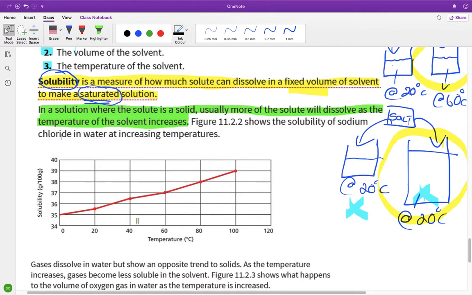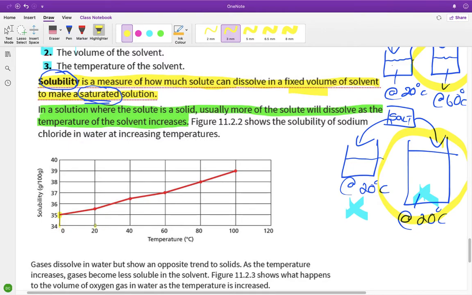So here's a little graph if we have a look at it. So at 0 degrees, about 35 grams will dissolve. This is what's dissolving here. Solubility of sodium chloride in water. So sodium chloride is our solute and water is our solvent. Okay, so about 35 grams of sodium chloride will dissolve in water when the water is at 0 degrees.